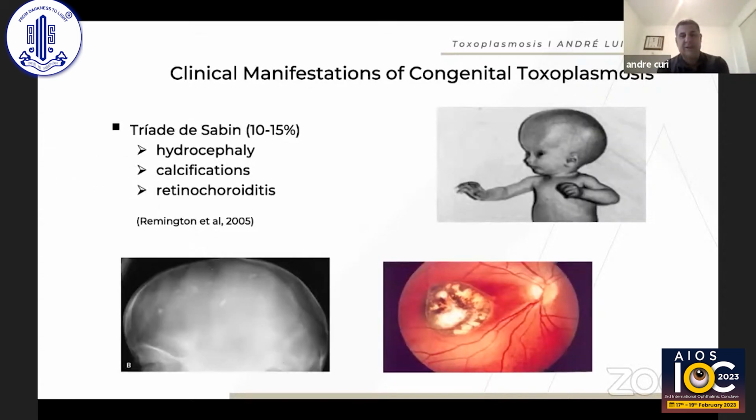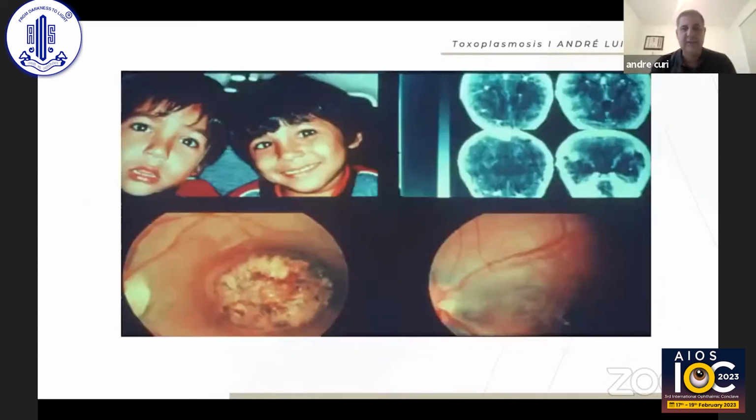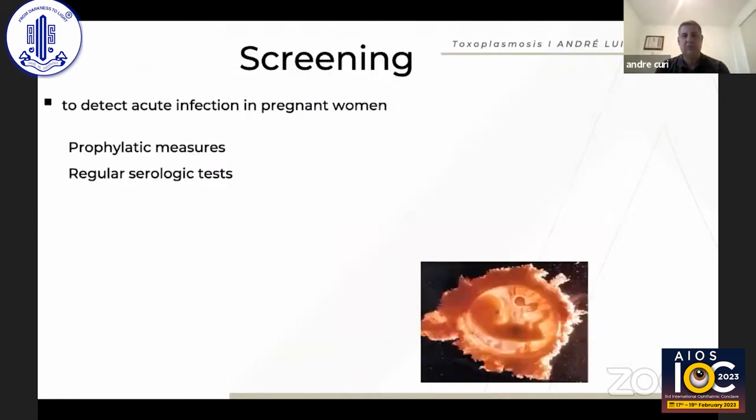So here is the clinical manifestation of congenital toxoplasmosis with the Sabin triad: hydrocephalus, calcification, and retinochoroiditis. This is a typical lesion in the macular area. And it's really a disaster to see this kind of involvement in the central nervous system and in the macula of both eyes. These are siblings with congenital toxo.